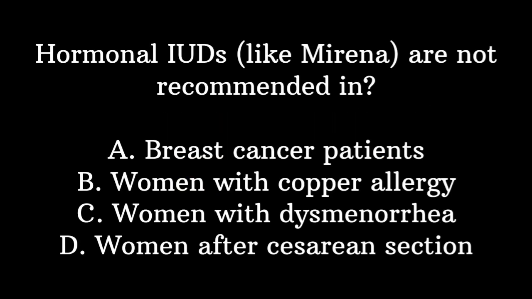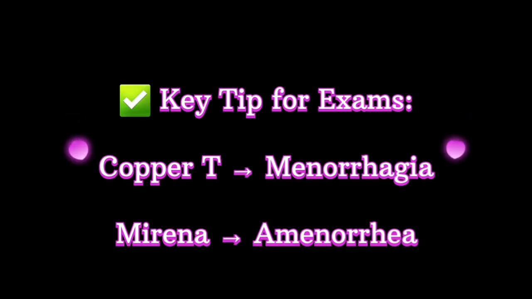Question: Hormonal IUDs like Mirena are not recommended in. Options: A. Breast cancer patient, B. Woman with a copper allergy, C. Woman with dysmenorrhea, D. Woman after cesarean section. The correct answer is option A, breast cancer patients. Key tip for exam: Copper T causes menorrhagia and Mirena causes amenorrhea.